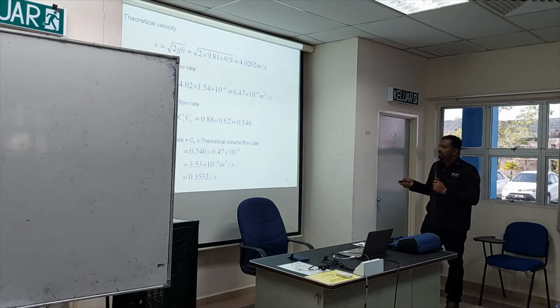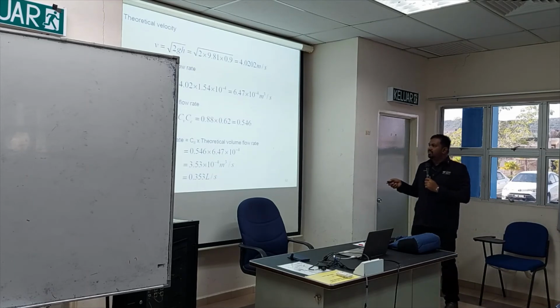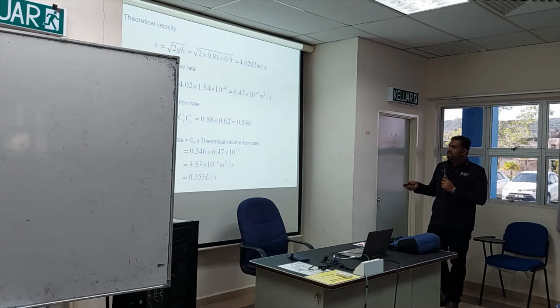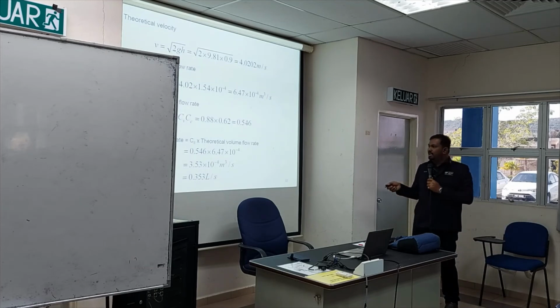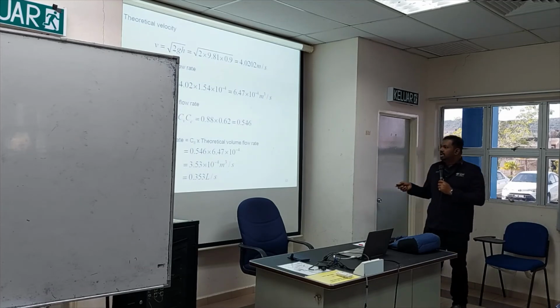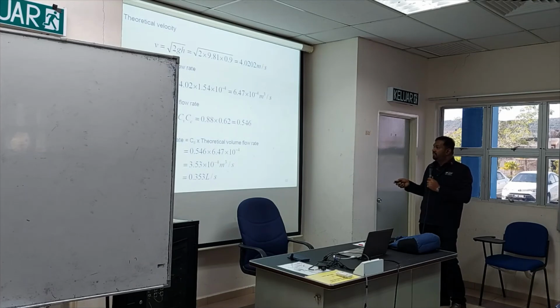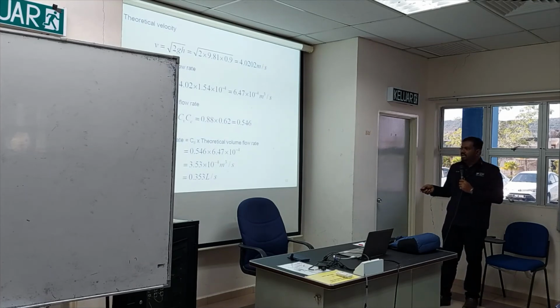So the coefficient of discharge CD equals CV times CC. This is one more formula that you can use in order to find the CD. So you multiply CV with CC, and you get CD equals 0.546. From here you substitute into this formula, which you already calculated.